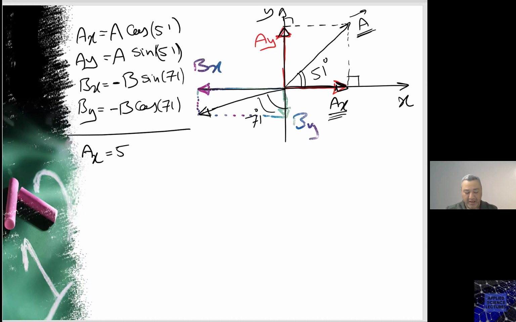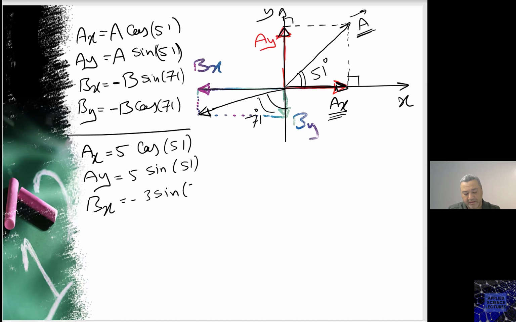Thank you. You're welcome. Okay, so AX here we said is 5 cosine 51. AY is 5 sine 51. BX is minus 3 sine 71. BY is minus 3 cosine 71. Yes, go ahead.